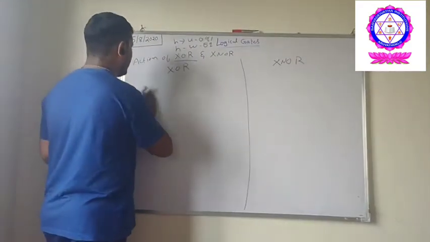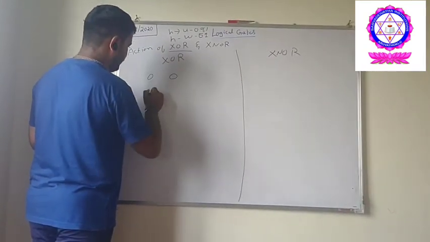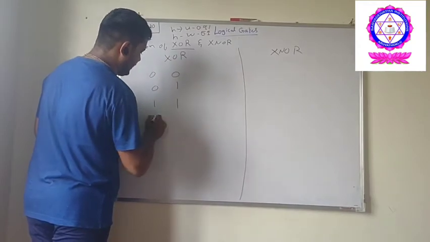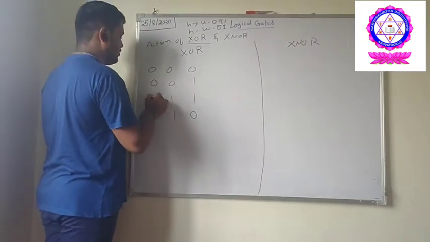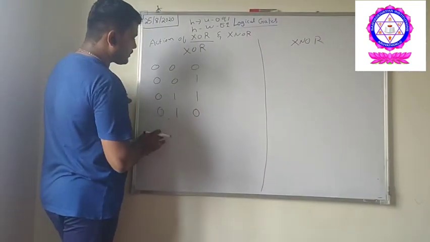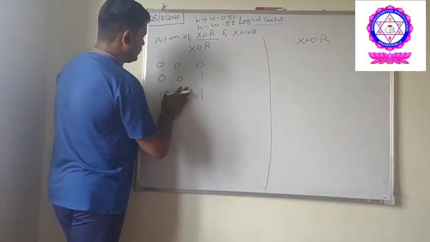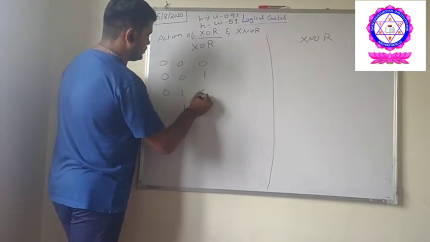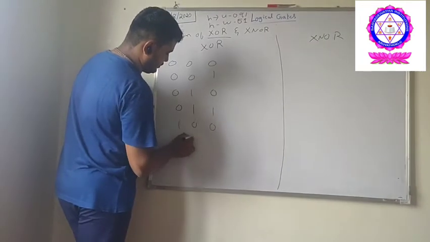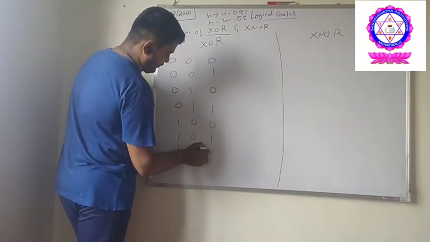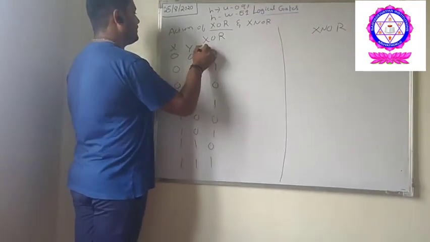So let us check how the XOR gate works and how the XNOR gate works using the truth table. We know our numbers in the 4-digit format, or let me take the three variable format itself: 000, 001, 010, 011, 100, 101, 110, 111. So X, Y and Z.